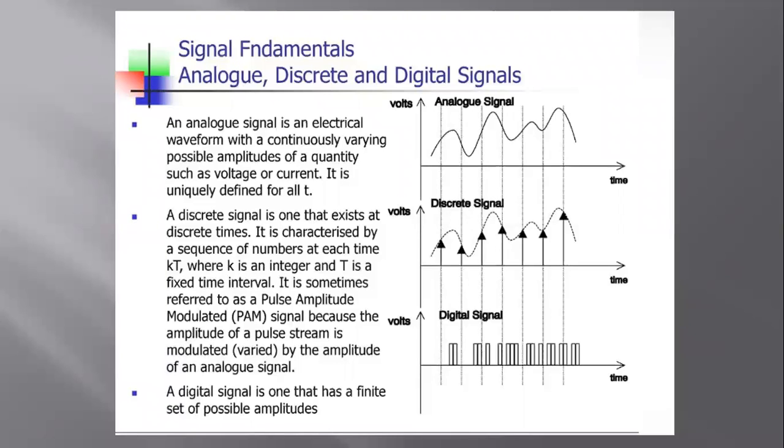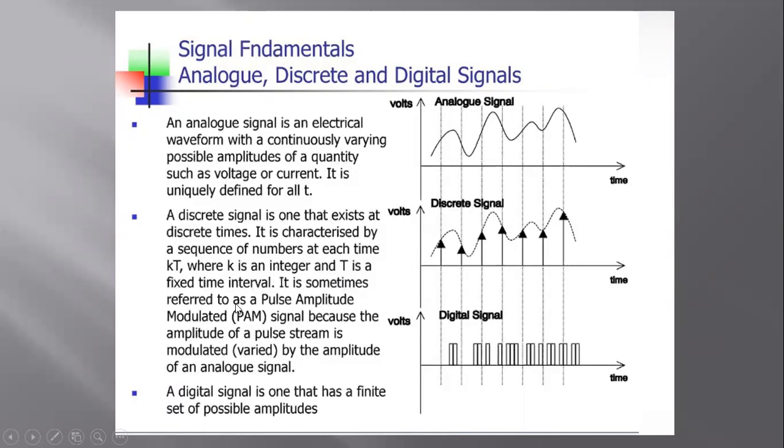Signal fundamentals: analog, discrete and digital signals. As we have discussed earlier, let's try to understand them through these different waveforms. An analog signal is an electrical waveform with continuously varying possible amplitudes of a quantity, may be voltage or current. It is uniquely defined for all t, which means that at a particular time instant, I'll have a particular unique value. A discrete signal is one that exists at discrete time. It is characterized by a sequence of numbers at each time kT, where k is an integer and capital T is a fixed time interval.